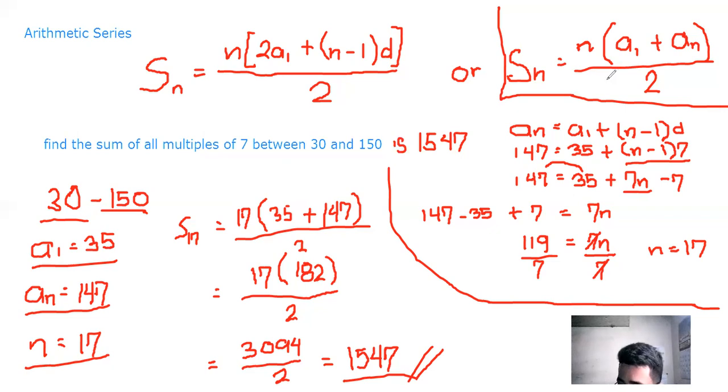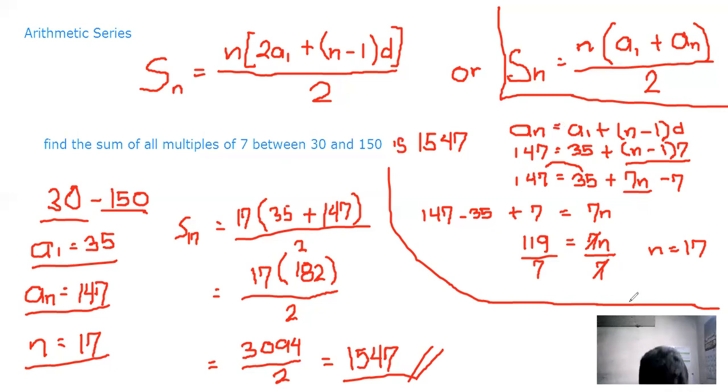Pero hindi sa lahat ng pagkakataon, pwede natin gamitin si pangalawang formula. Okay? Yung S sub n is equals to n times a sub 1 plus a sub n over 2. Kasi hindi natin nakikita lahat yung last term. Okay? So, nasagot ba, Gwen? Opo, thank you po. So, sino pang may tanong?